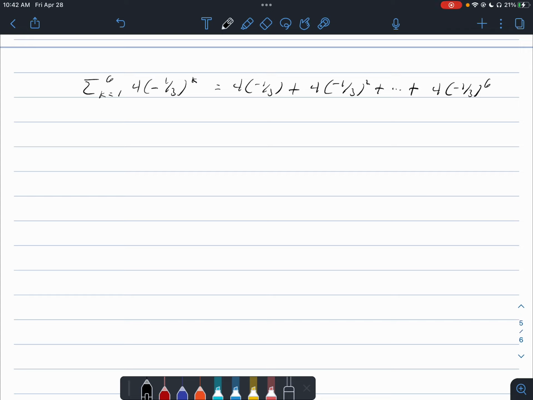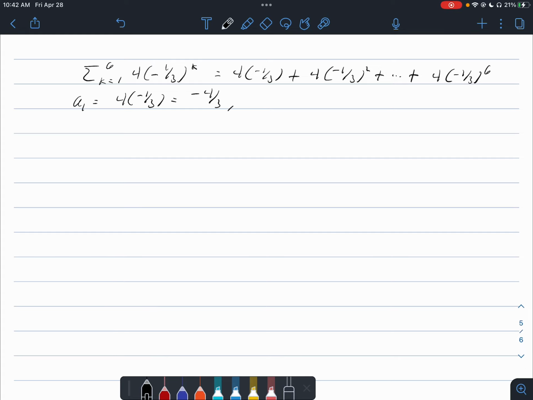Okay, so here our first term, A1, is 4 times negative 1/3, which is just negative 4/3. We have 6 terms total, so n is equal to 6, and our common ratio is negative 1/3, because that is the number we're taking to the exponent each time. So r is negative 1/3. Using this information, we can plug everything into our formula.